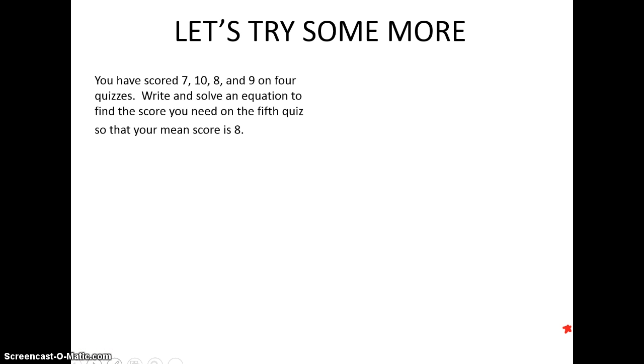So let's try some more. You have scored 7, 10, 8, and 9 on 4 quizzes. Write and solve an equation to find the score you need on the 5th quiz so that your mean score is 8. Well, here's my equation. I took all my data points plus my unknown, my 5th quiz, and I want to receive an 8. So I have 5 quizzes I'll be taking. I'll divide it by 5.